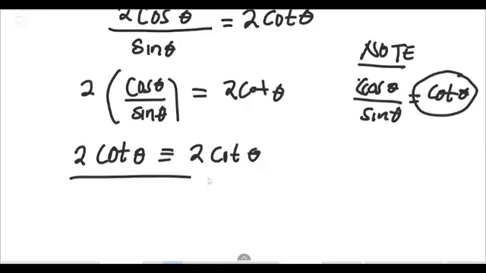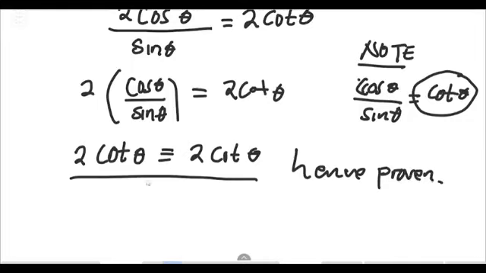So you can see that we have proven here. So you can just say hence proven. So this is our answer. This is how we can prove that trigonometric identity that was given.